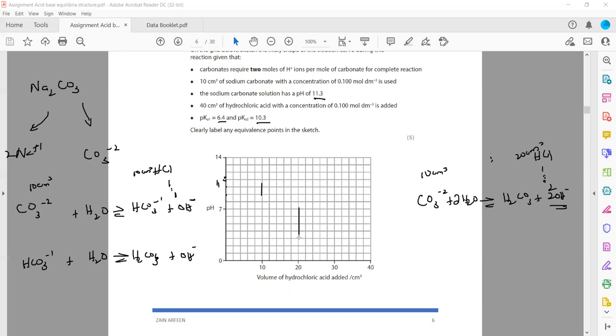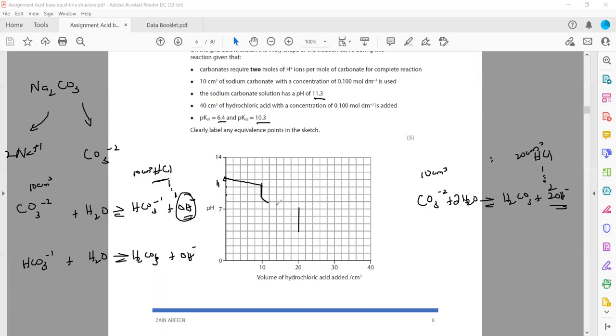So 7 to 4. When we join these points, starting from 11.3, this shows that some of the carbonate ion might accept one proton from water, so it produces one OH-, and these OH- are being neutralized by 10 cm cube of HCl.